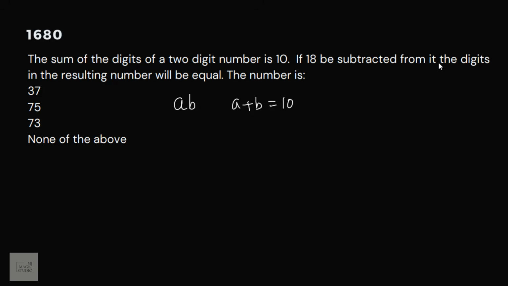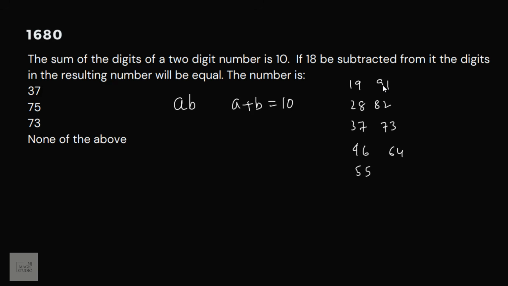If 18 is subtracted from it, the digits in the resulting number will be equal. We can try this out, na? Like it would be 19 or 28, 37, 46 or 55 or 64, 73, 82 or 91. If we subtract 18 from it, we will only get what? 1. This will give you 10, this will give you 19 but not same.